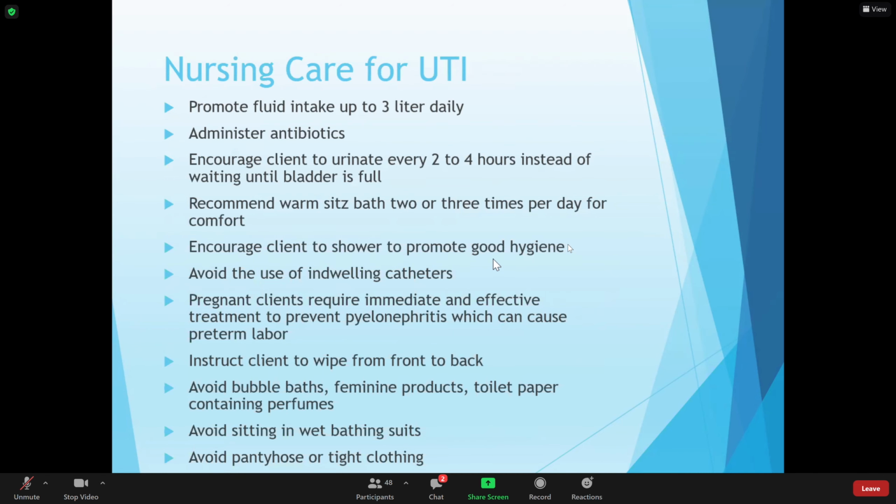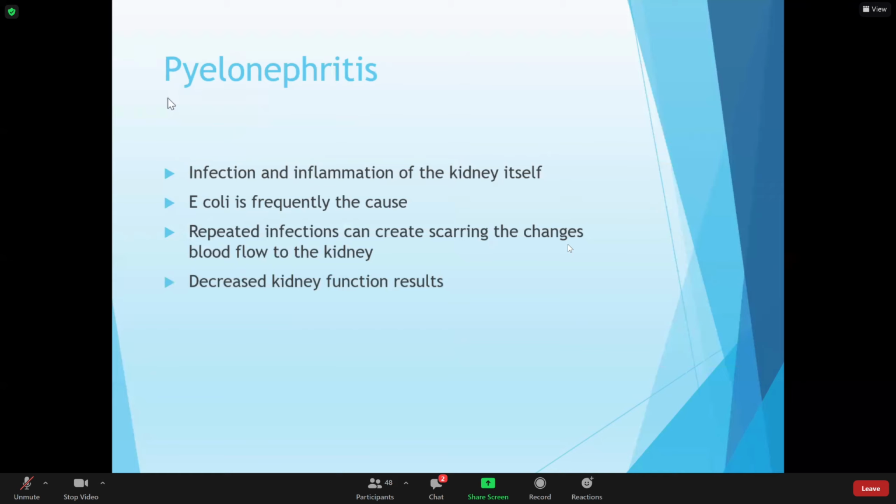Here's our nursing care. This is important. Things that we would do if a patient has a UTI. The fluid intake increases up to 3 liters. We're going to give antibiotics, have them urinate, even if they don't feel like they need to go, just empty their bladder so that the bacteria is not sitting there. Encourage them to shower. We're not going to want them to get in the bathtub. No catheters, wipe from front to back, avoid feminine products, toilet paper with perfume, and all these things that we talked about yesterday.